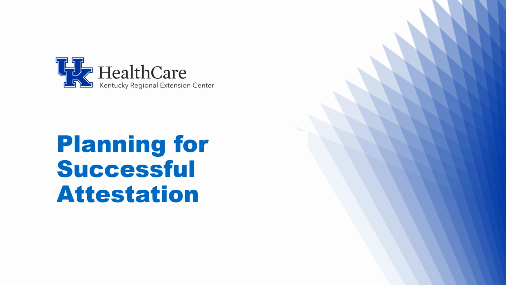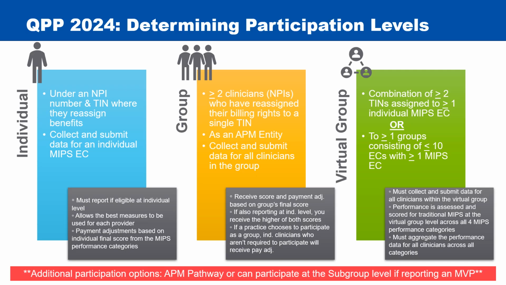Now let's talk about some successful strategies that you can implement as a part of your attestation. We first want to really talk about how you want to participate in the program. I touched on this a little bit earlier. The program is based on individual clinician eligibility, right? And it's that unique NPI number and the tax ID number that's associated together.